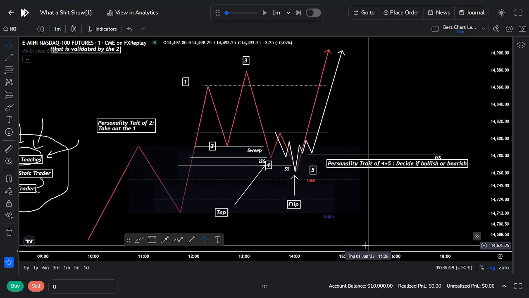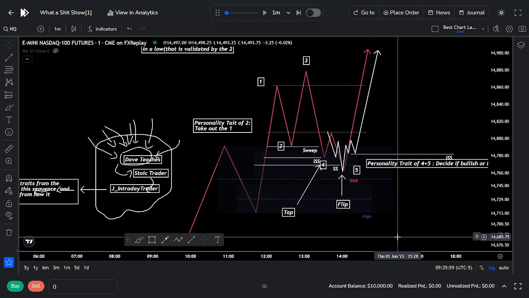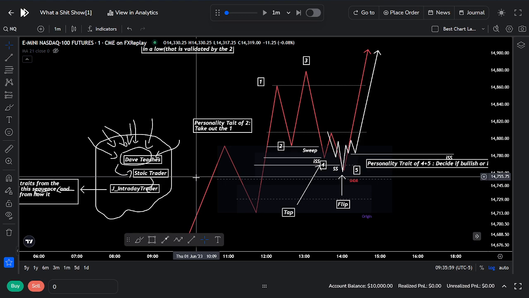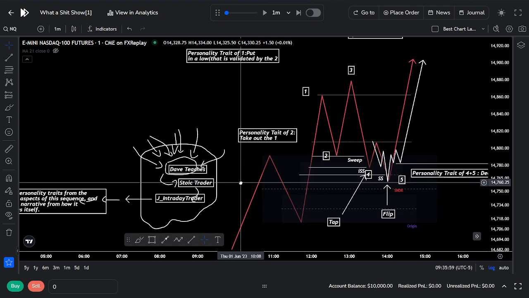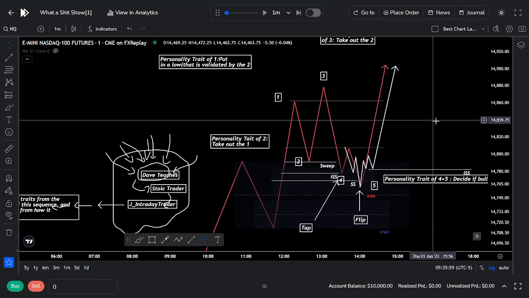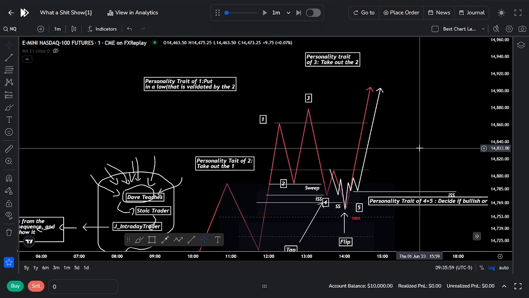This is Dave's main model. And what Stoic Trader did is that he came in and he found a way to simplify Dave's main model in the context of a specific sequence. And each individual part of this sequence has an aspect to itself in which it has a purpose of price delivery.